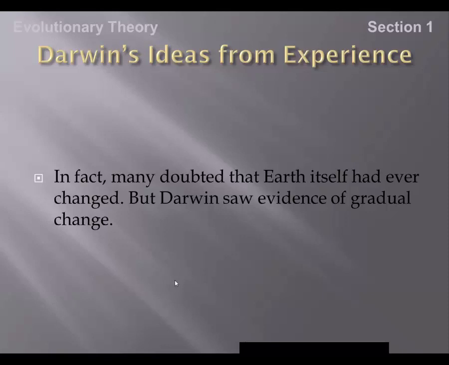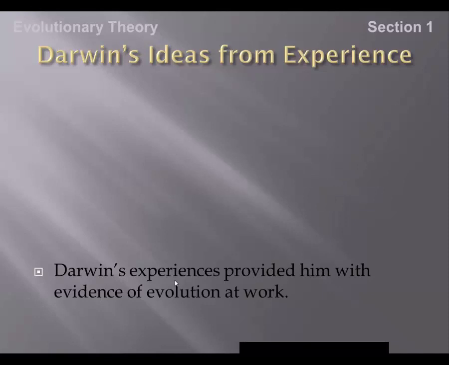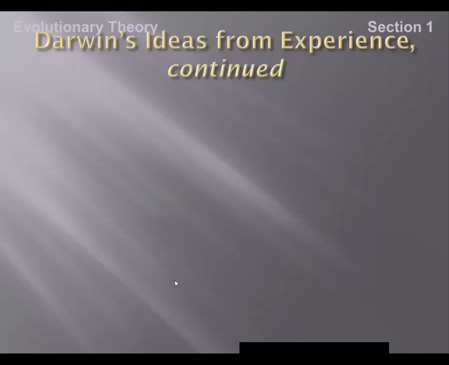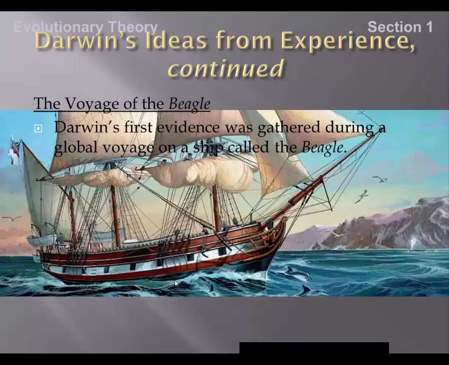In fact, many doubted that Earth itself had changed at all. But Darwin saw that there was some evidence that there must have been at least some gradual changes in the past to get what he saw during his days. And his experiences provided him with evidence of evolution at work. He collected his evidence from the voyage of the Beagle. His first evidence was gathered during the voyage that he took on HMS Beagle, His Majesty's ship, the Beagle.